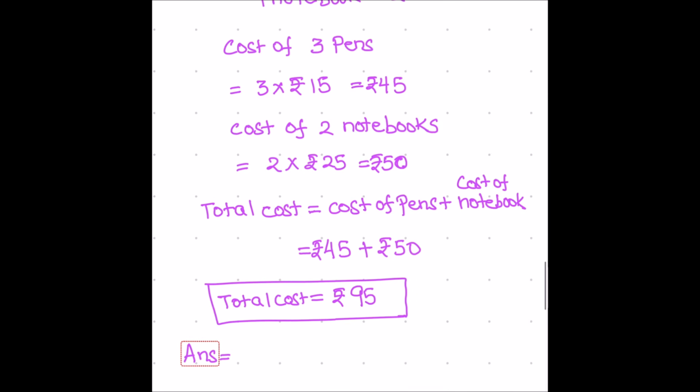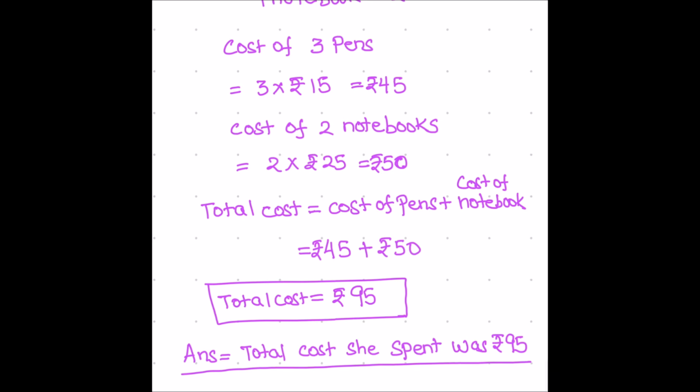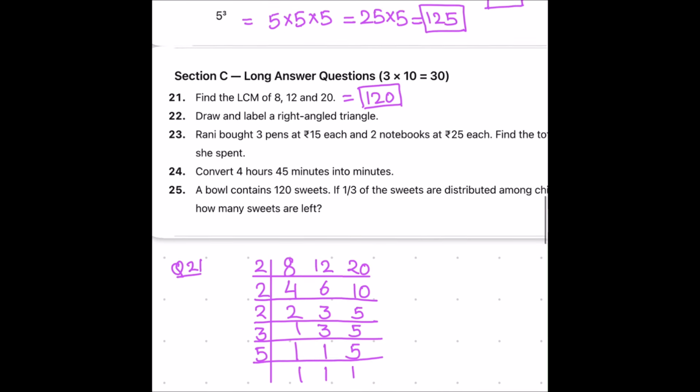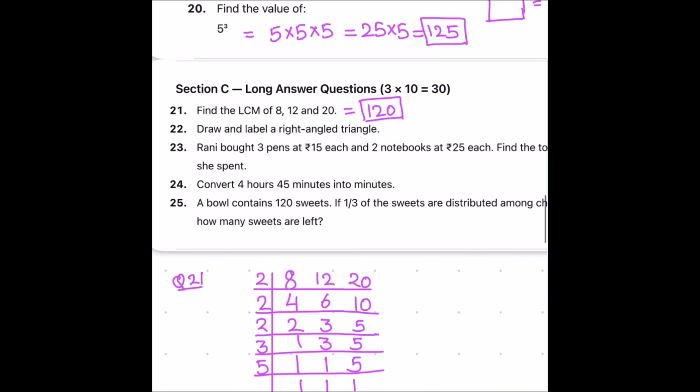So when there's a word problem, always try to write full answers. Final answer will be total cost she spent was rupees 95. Always write full answers to get full marks. Now let's move on to the next question. This is rupees 95.